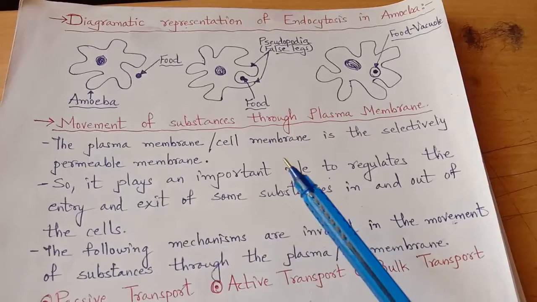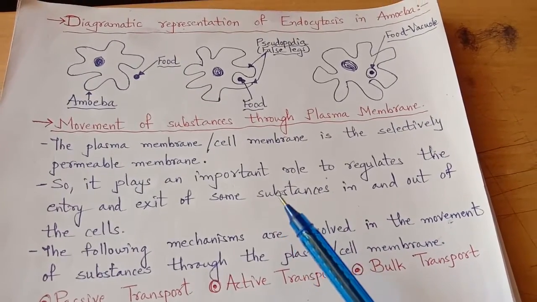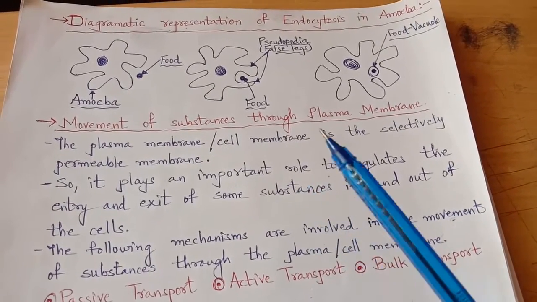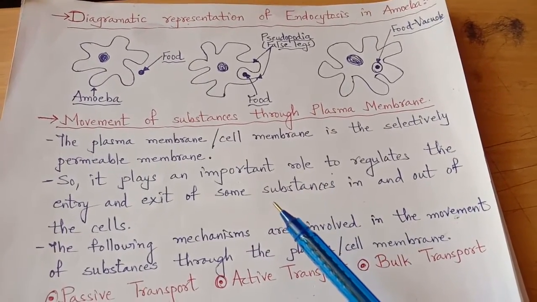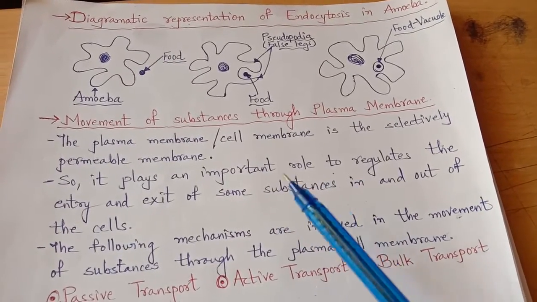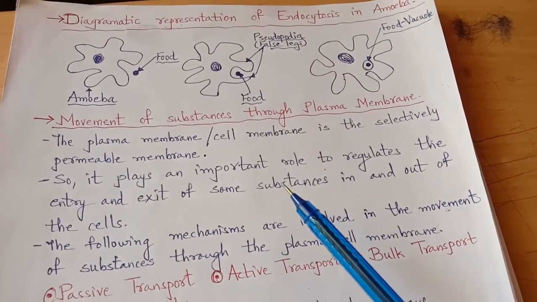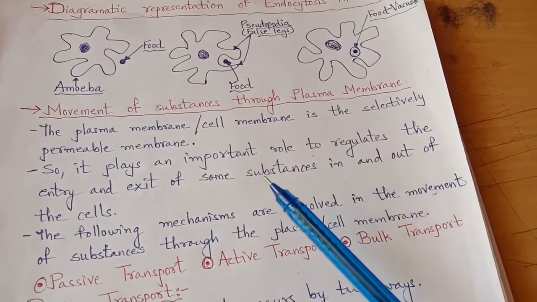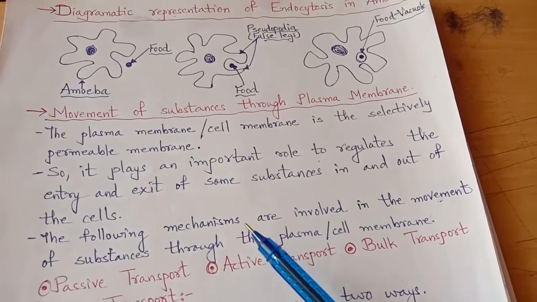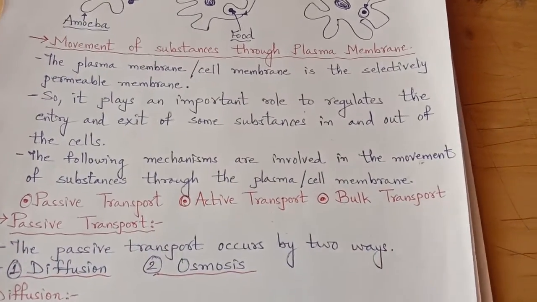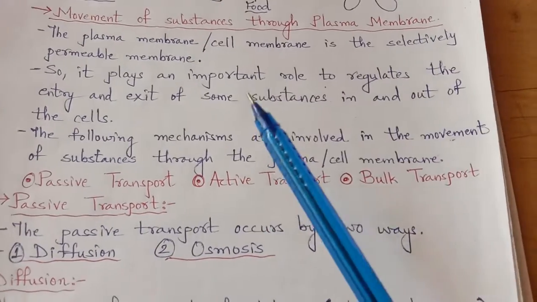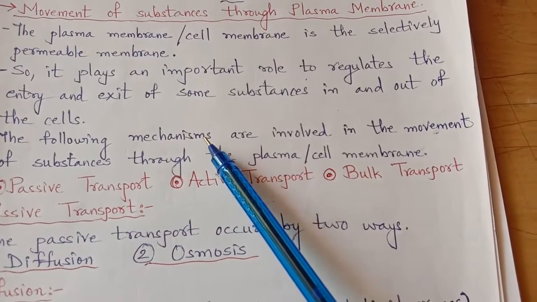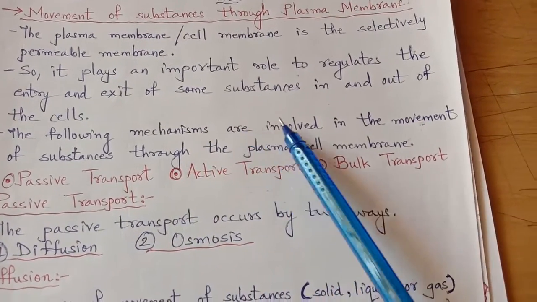Everything will not enter into the cell until and unless the plasma membrane permits, otherwise the thing will not enter. So whatever substances are required, are essential for the cell, those substances are allowed to enter the cell, and whatever are unwanted in the cell or which are excessive in the cell are thrown out from the cell. This is done by plasma membrane. For this movement of the substances through plasma membrane, the following mechanisms are involved.